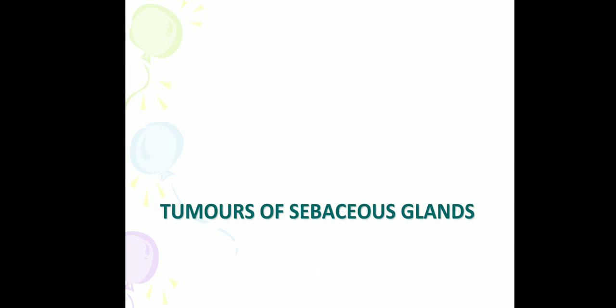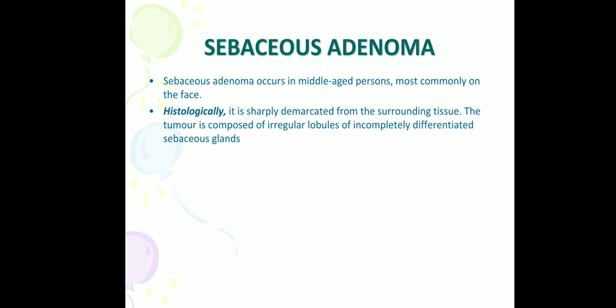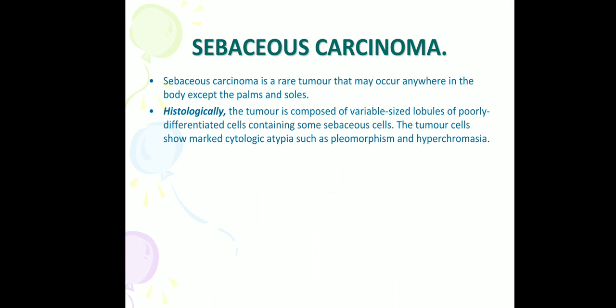Tumors of sebaceous glands. Sebaceous adenoma occurs in middle-aged persons, most commonly on the face, and histologically it is demarcated from the surrounding tissue. The tumor is composed of irregular lobules of incompletely differentiated sebaceous glands.